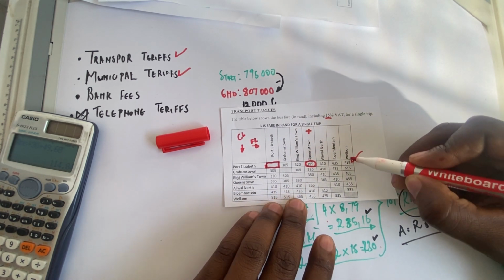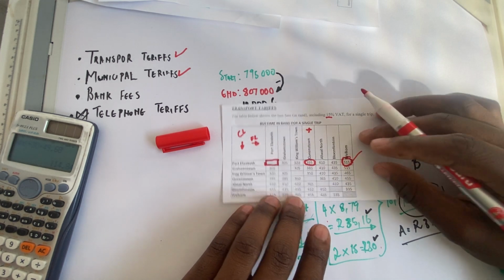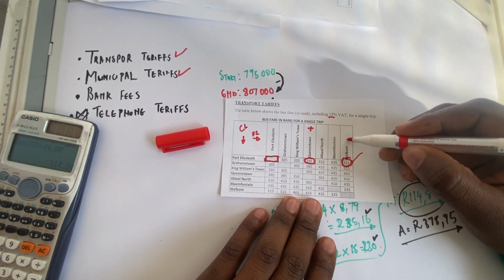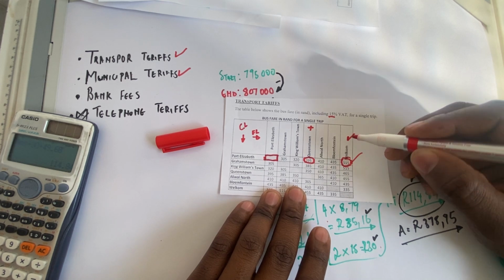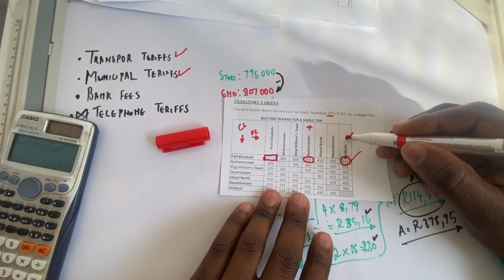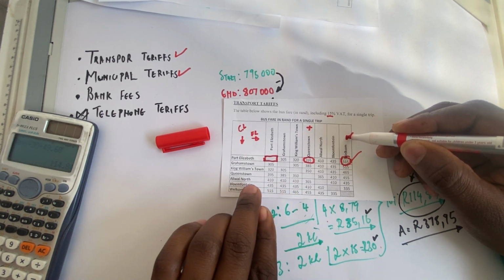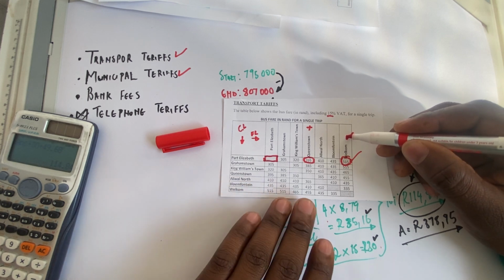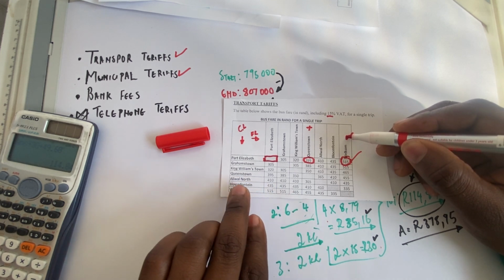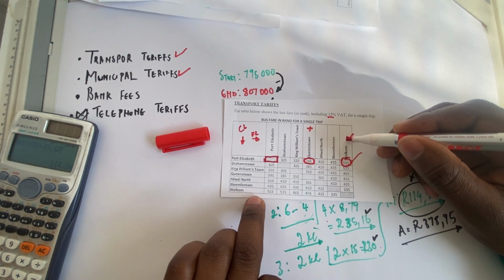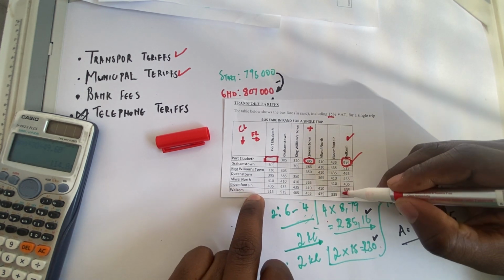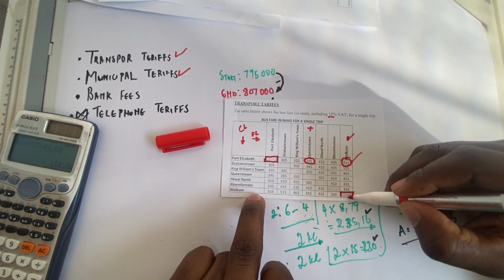Why am I saying that this is the max? Let's look at it in this way. Let's say a person at this location wants to travel to the last location. The last location is where I'm at. So therefore, that will not be costing them any money.